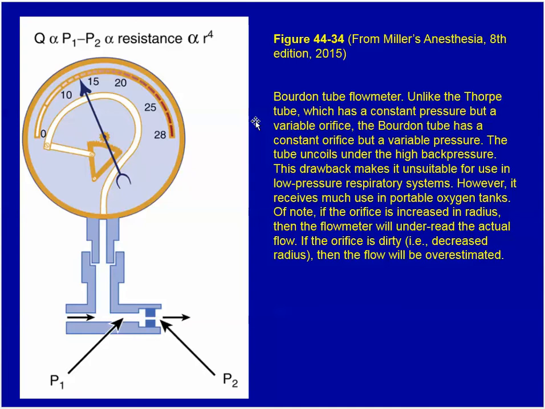This is a so-called Bourdon tube flow meter, which is used on high pressure flow systems, such as measuring the flow out of an oxygen tank. Basically, what this does is measure the pressure proximal to a narrow orifice. As the flow goes up, the pressure proximal to the orifice goes up, and this causes the tube inside this meter to expand, and hence the indicator shows higher and higher flow.